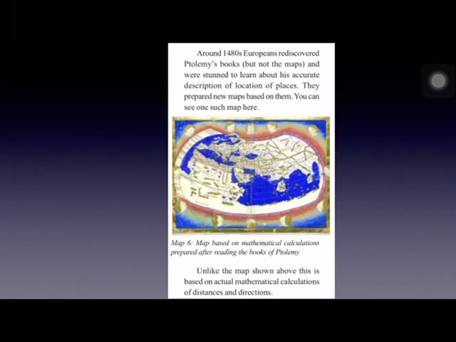In his books, Ptolemy described the location of places accurately, where they are actually located. And now they prepared maps based on Ptolemy's description. Because he accurately described the actual location of the places in his books, when they found these books, they made maps on the basis of this description.